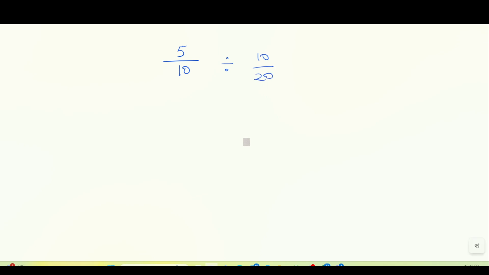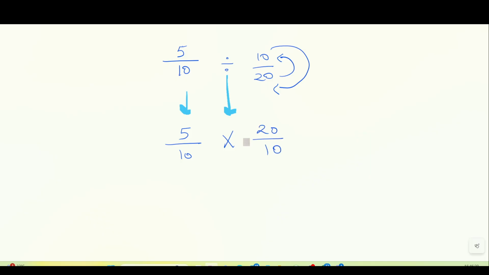So for division, we write the first fraction as it is. 5/10 will be just 5/10, and this division sign we convert into multiplication, and we flip the second fraction: the denominator goes in the numerator and this comes here. So this will become 20 over 10.